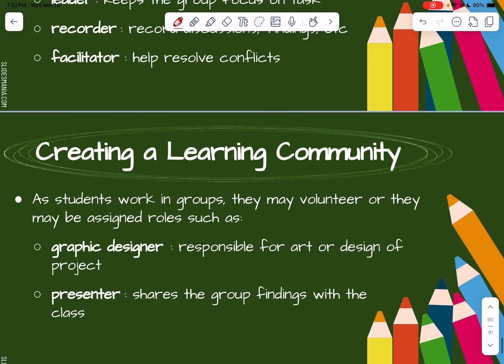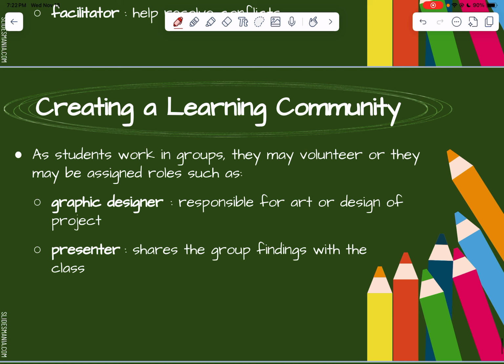As students work in groups, they may volunteer or may be assigned roles additionally, such as graphic designer, responsible for art or design of a project, and then the presenters, the ones that share the group findings with the class. So you can group a wide variety of students who each have their own unique strengths together and give them an activity to do and assign them the roles that they're best suited to.